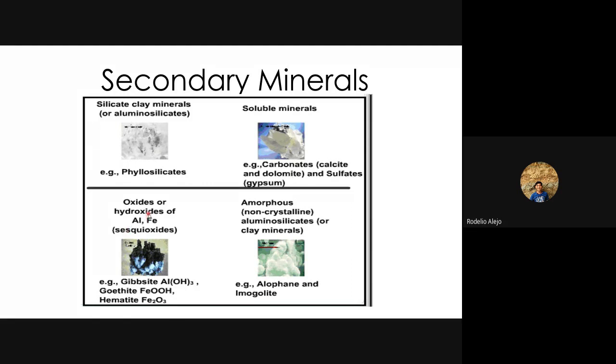Then we also have oxides or hydroxides of iron and aluminum, or what we call the sesquioxides. An example is the hydroxide of aluminum, which is gibbsite. We have the hydroxide of iron, which is goethite. And we have the oxide of iron, which is hematite. Then we have the non-crystalline secondary minerals, those that do not form crystals. Examples are allophane and imogolite, which are amorphous or non-crystalline types of aluminosilicates.